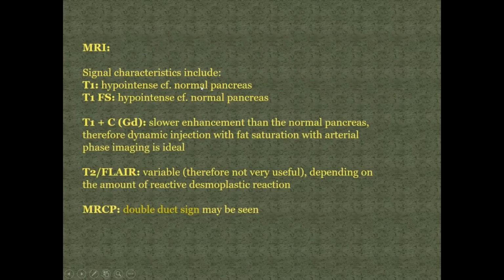On MR signal characteristics, T1 images are the most important, where the tumor appears hypointense as compared to the normal, and will show slower enhancement than the normal. So dynamic injection with fat saturation and arterial phase imaging is ideal to detect these tumors. T2 is variable and not much of help. And on MRCP, you can see the double duct sign.